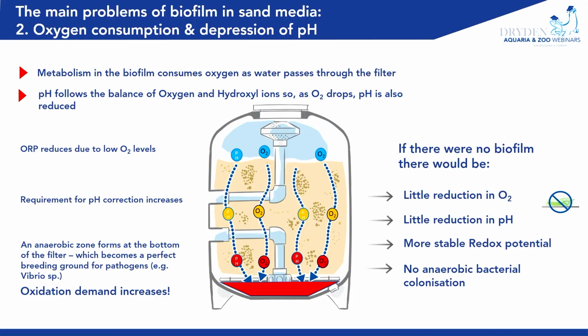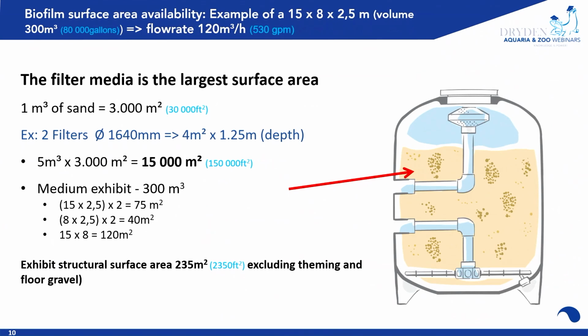So again, if we jump back to no biofilm, we have very little reduction of oxygen. There will always be reduction of oxygen because we cannot stop bacteria from settling on the dirt that we've caught in the filter, so you will still have some, and there will be reduced reduction of pH, far more stable redox potential, and no anaerobic bacteria colonizing the filters. Okay. So that's the aim of a good filter.